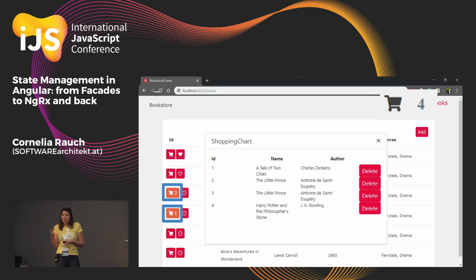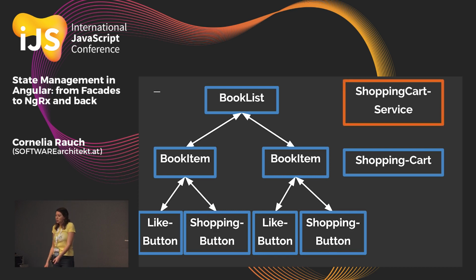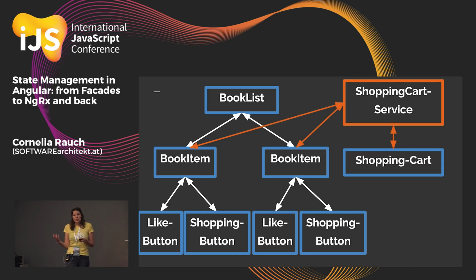So we have three places in our application where we have to manage the state and synchronize and share the state. And this cannot be done anymore with just smart and dumb components and passing the state down the tree. So we have here one sibling component, which is the shopping cart. And to manage the state in this case, we can use something like a service in Angular, and then synchronize the state with the service.